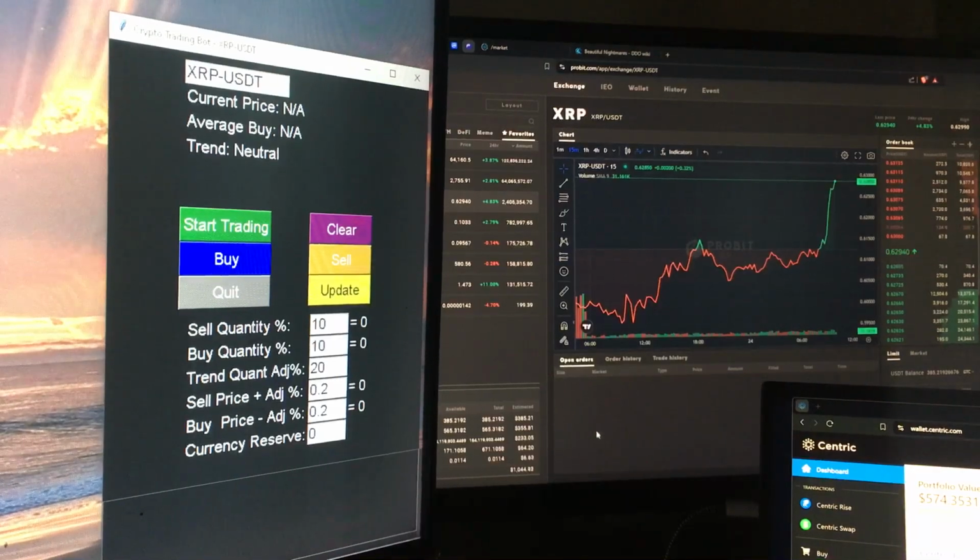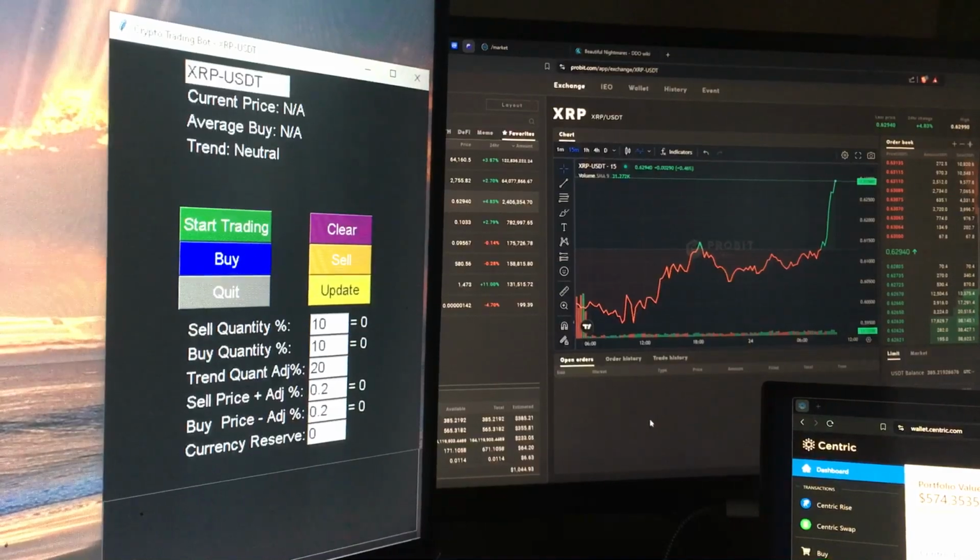So what we're looking at here are two different computers, two different computer screens. Over here is the ProBit console on the right. I've got a laptop in the way here that I wanted to show you later, but this ProBit console is what I use to do the actual trading. And then on the left side is the actual trading bot that I created.